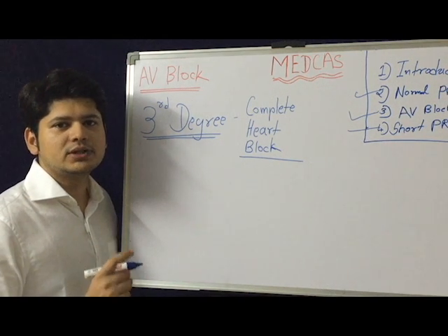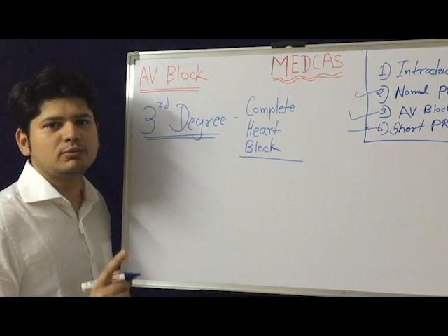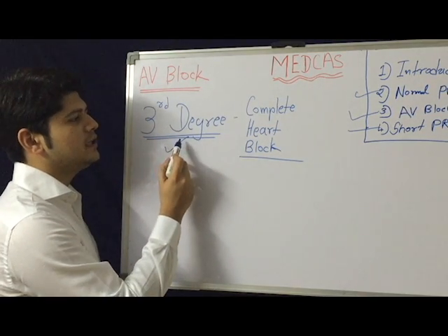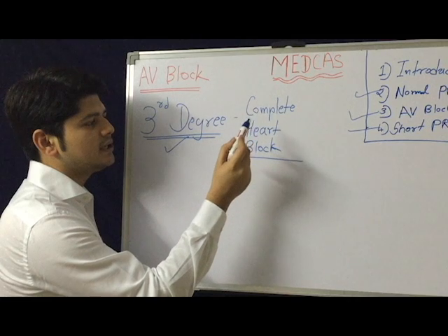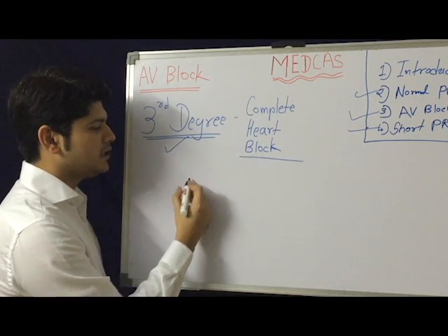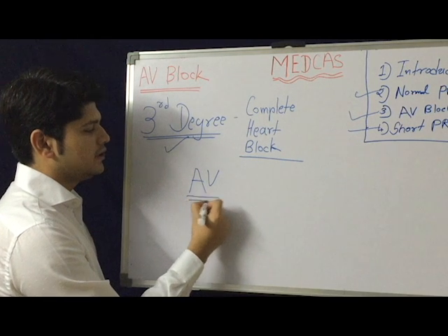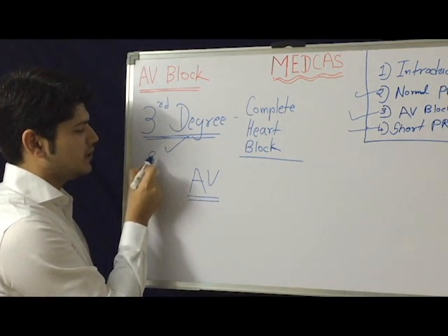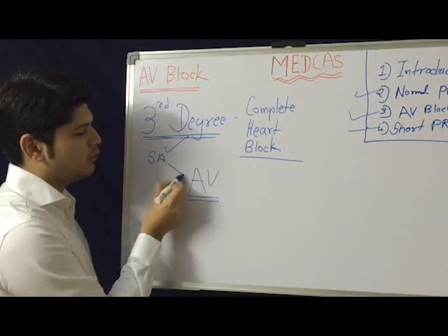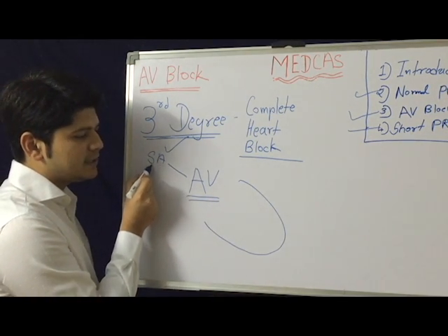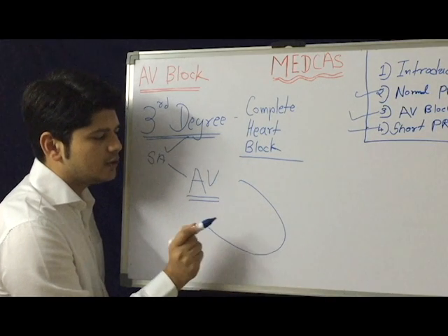After discussing the first degree and second degree AV block, now we are going to discuss the third degree AV block. Third degree AV block is also known as complete heart block. Here your AV node is not functioning at all, so the impulses coming from the SA won't be conveyed to the ventricle down there. SA is generating impulses, but they are not getting conveyed to the ventricle.